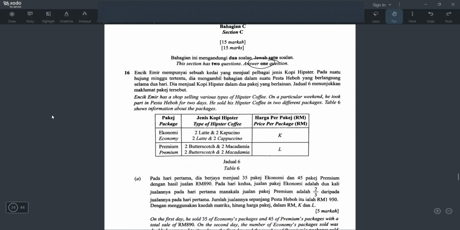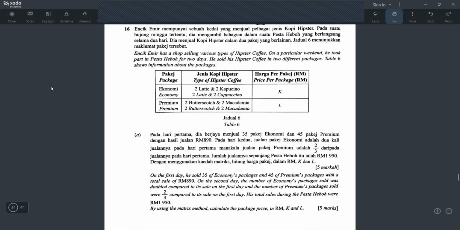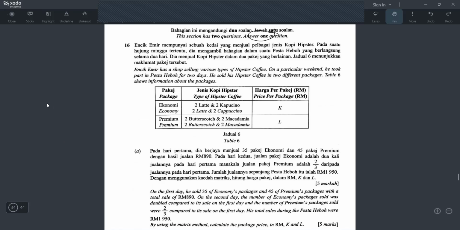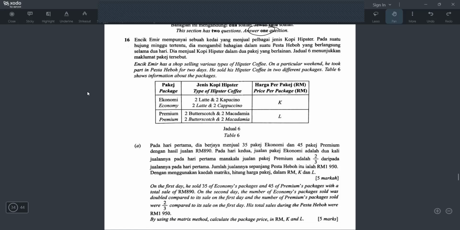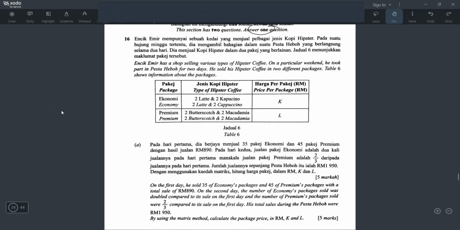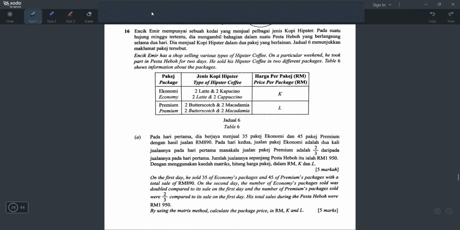But in the exam, you only choose one. Don't waste your time doing 2 questions, because you only get marks for one. Because 1 question is worth 15 marks, so even if you do 2 questions, you will get 15 marks only, right? So don't do that. Just choose one to do.